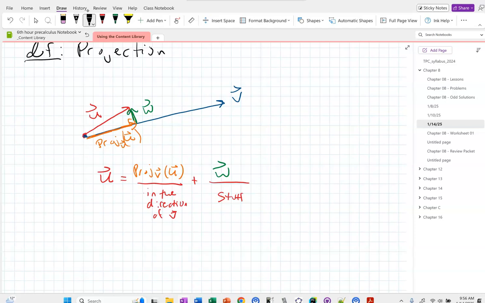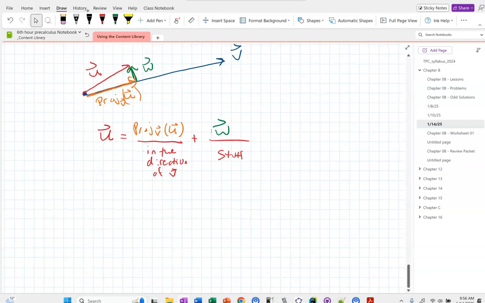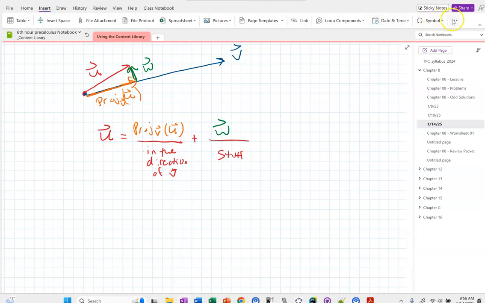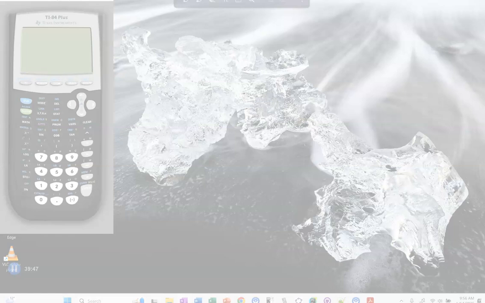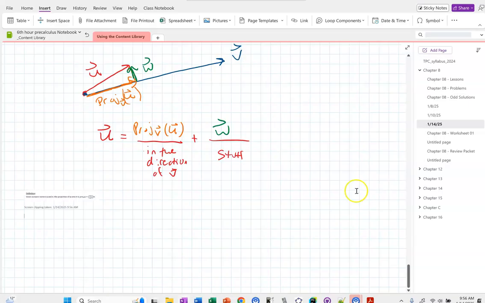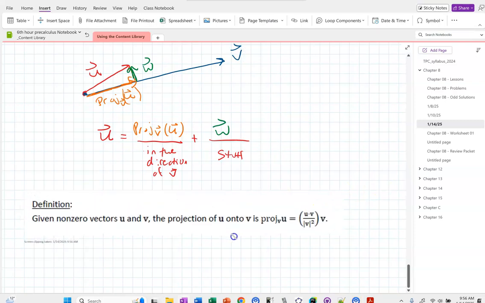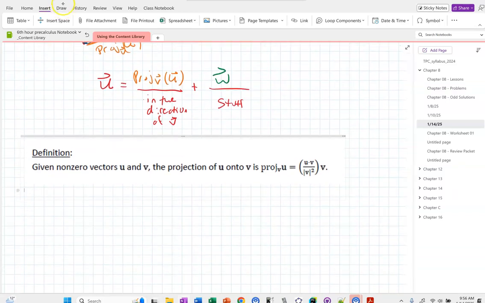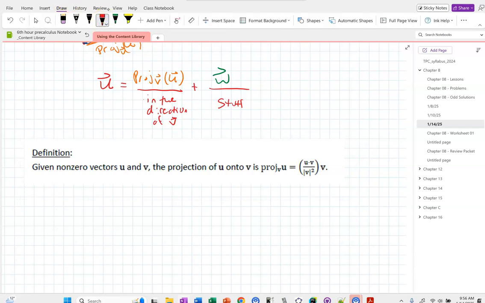Okay. So to actually do this projection calculation, let me write down how we actually do that calculation. Given non-zero vectors u and v, the projection of u onto v is u dot v over the magnitude of v squared, times the vector v.